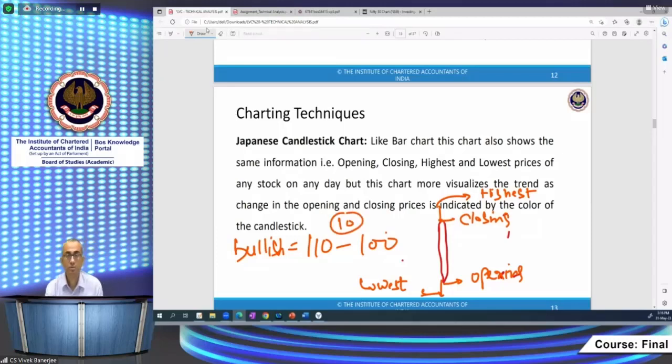It is a bullish candle. So bullish candles earlier were shown in white and the bearish candles are shown in black. Bearish candles are those candles in which the opening price is more than the closing price. Now, most of the technical analysts' charts are showing different colors. The bullish candles are shown by green color and the bearish candles are shown by red color. I will take an example to show you the Japanese candlestick.